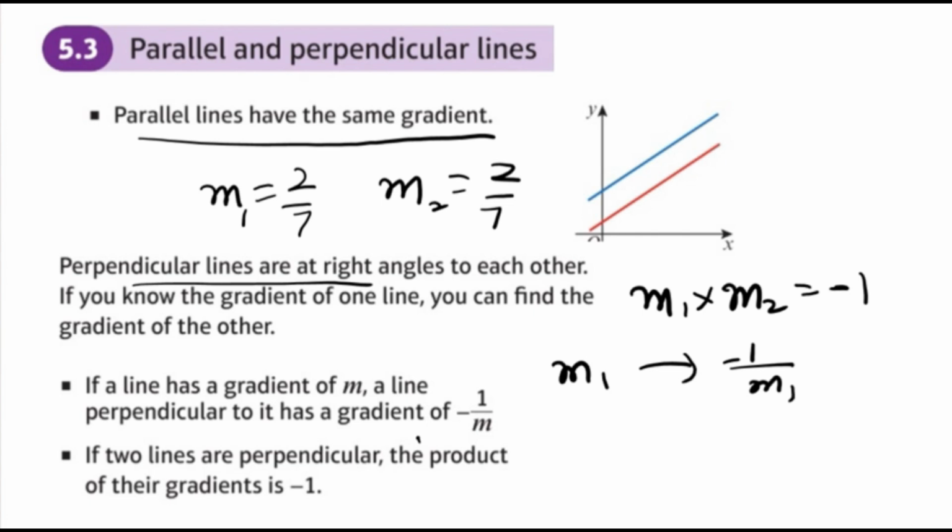For example, if my m1 is 2 over 7, then my normal gradient is minus 7 over 2. So normally what we are doing is a reciprocal with the inverse sign. Remember, reciprocal with the inverse sign, that will give you the gradient for the normal.